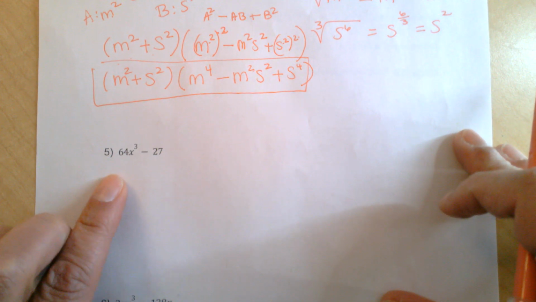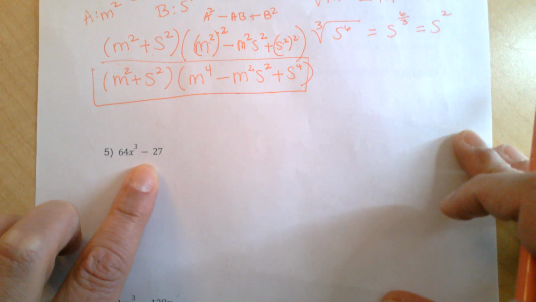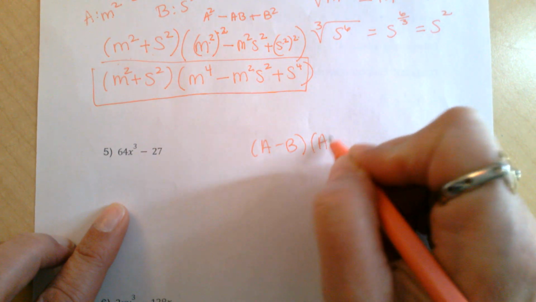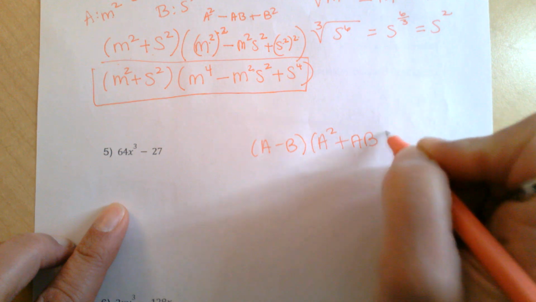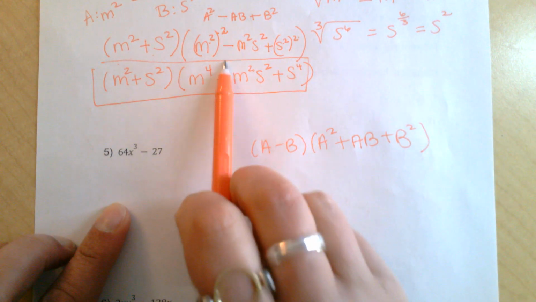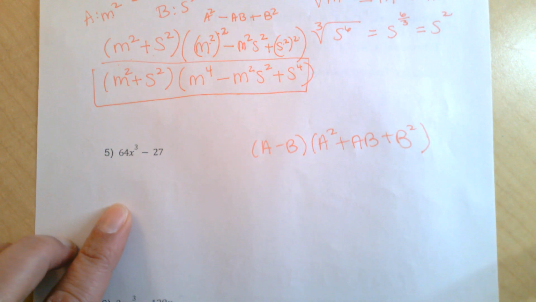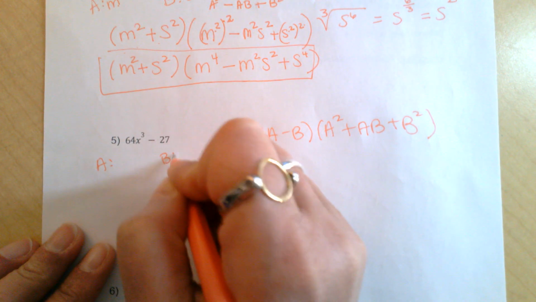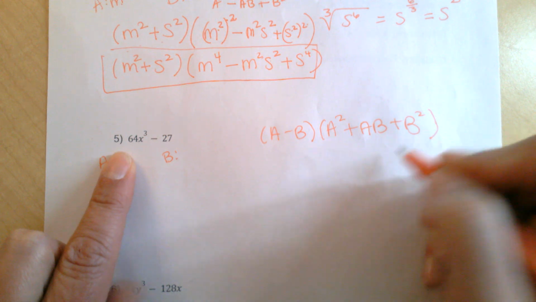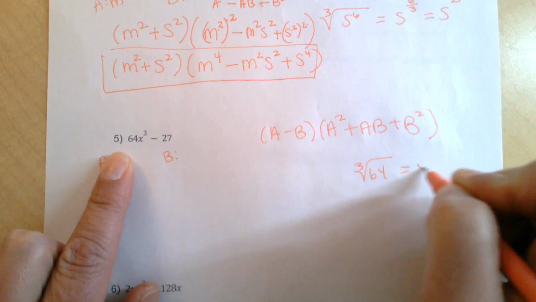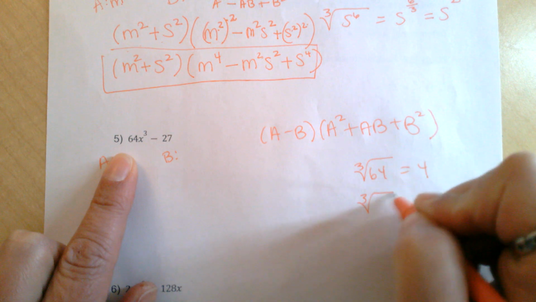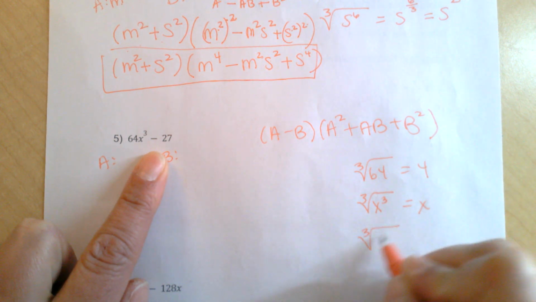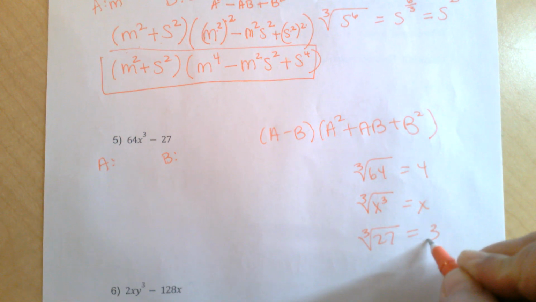All right, number 5, 64x cubed minus 27. And so what I'm going to do is I'm going to put our formula over here. I feel like we could have used it up here. So there's our formula for difference because we have a minus. All right, so we have to find out what our a is and what our b is. So the cubed root of 64 we know is 4. And the cubed root of x cubed we know is x. Okay. And the cubed root of 27 we know is 3.